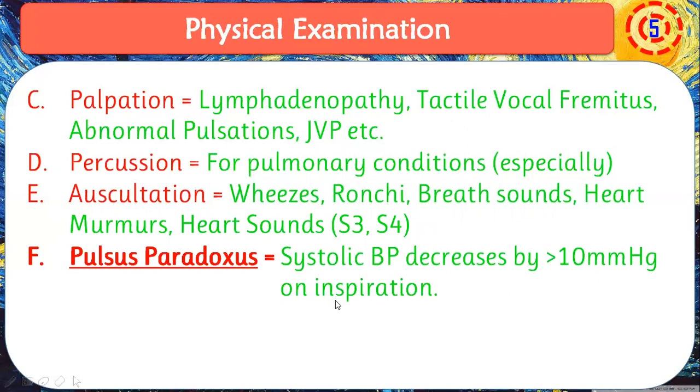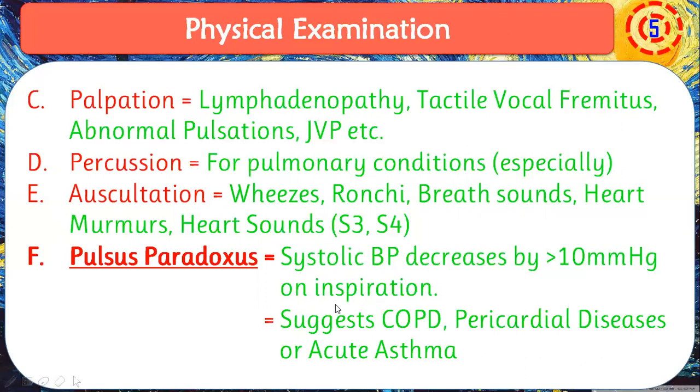And the next thing, which is most important here, which I have also kept in bold, is pulsus paradoxus. So what is pulsus paradoxus? Normally, in a normal individual, whenever we inspire, the blood pressure, specifically systolic blood pressure, decreases by around 3 to 5 millimeter of mercury on inspiration and goes back to normal on expiration. Whereas in pulsus paradoxus, systolic BP decreases by greater than 10 millimeter of mercury on inspiration. So the causes for pulsus paradoxus can be COPD, acute asthma, or pericardial diseases.